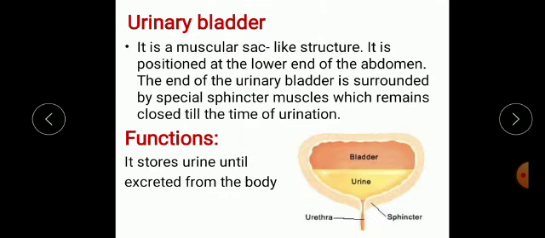Urinary bladder. It is a muscular sac-like structure. It is positioned at the lower end of the abdomen. The end of the urinary bladder is surrounded by special sphincter muscles which remain closed till the time of urination. Functions: it stores urine until excreted from the body.